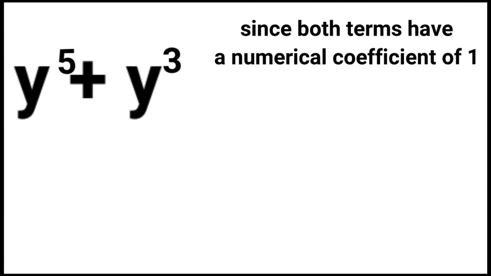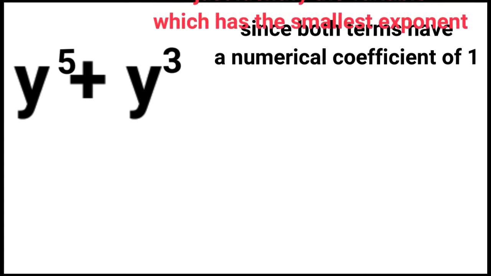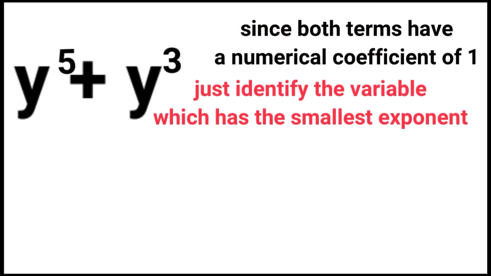Let's have another example. y to the fifth plus y cubed. To factor this polynomial, first we are going to examine it carefully. Since both terms have a numerical coefficient of 1, just identify the variable which has the smallest exponent. What is it? Yes, it is y cubed. So y cubed is our GCF.